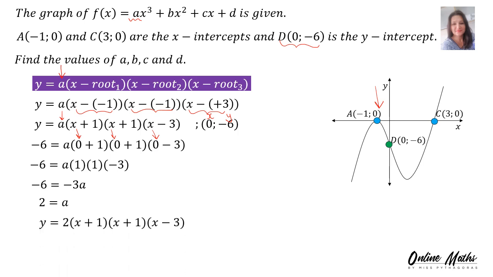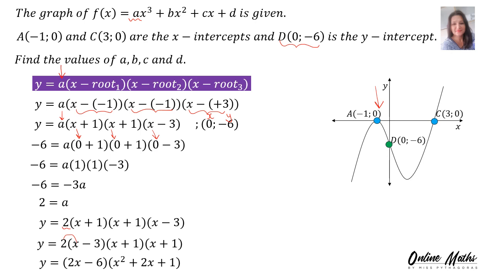Then back into the equation, y is equal to, now we know a's value is 2, so I substituted 2 there, and the brackets there are x plus 1, x plus 1, x minus 3. Then I took the x minus 3 to the front, and now I multiplied out this 2. I said 2 times x is 2x, 2 times 3 is negative 6. And then the other two brackets, I multiplied them out, and I ended with x squared plus 2x plus 1.